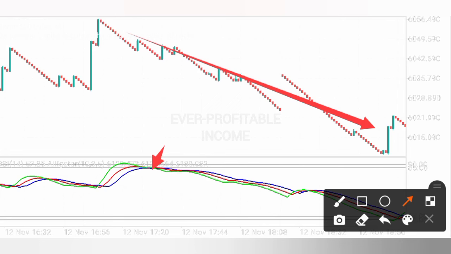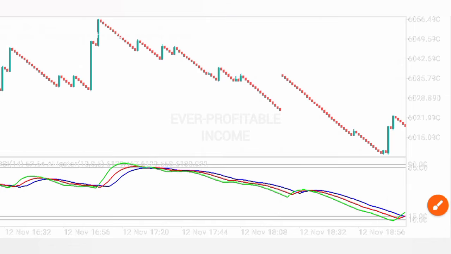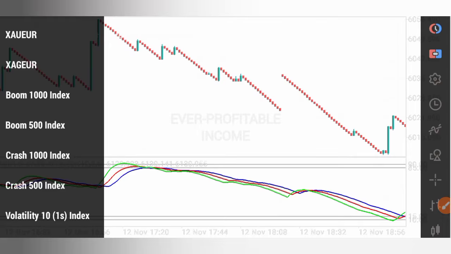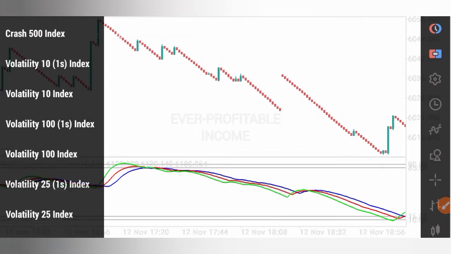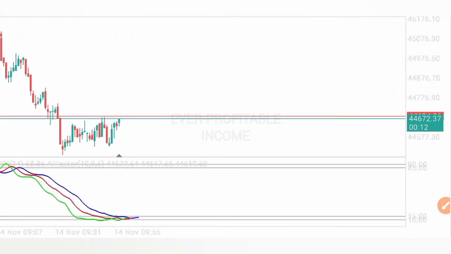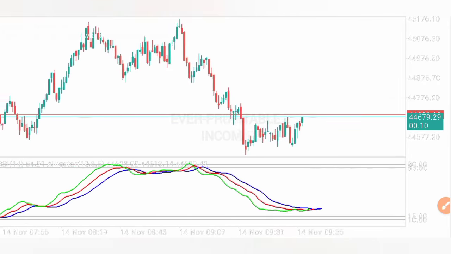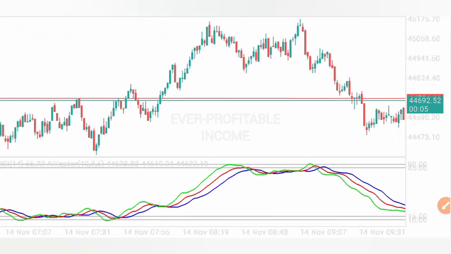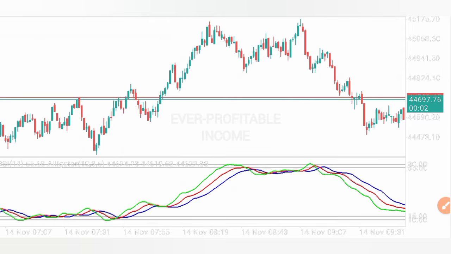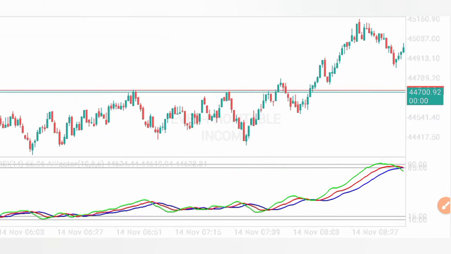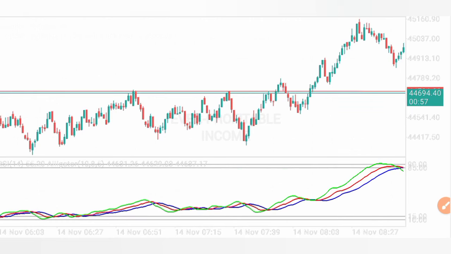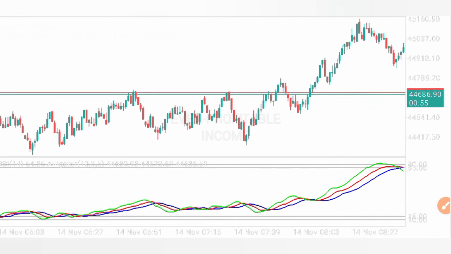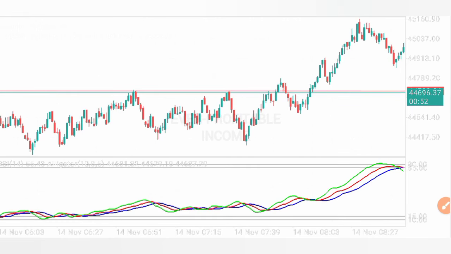Okay, now let's look at how to use the strategy trading volatility indices. So let's go to volatility 75 or any of the volatility of your choice. Okay, so here we are on volatility indices. Can you see that is also the same thing, just like in boom and crash? So all you have to do is look out for when the conditions were met. Now let's take an example.